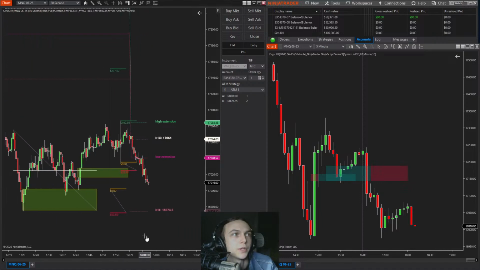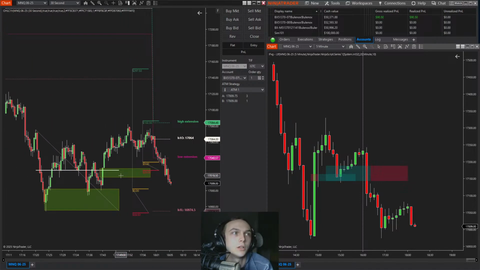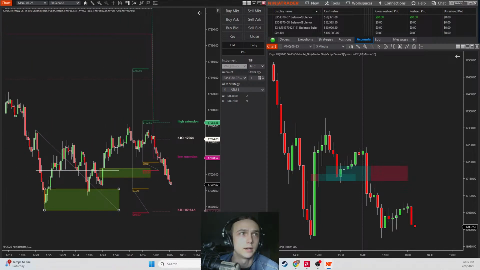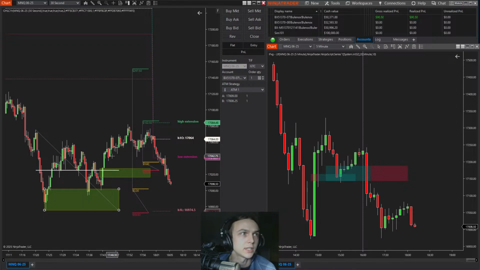We broke through my zone here. I wanted to get back in long, but now I'm trading the new hour. Let's take a new look at this.